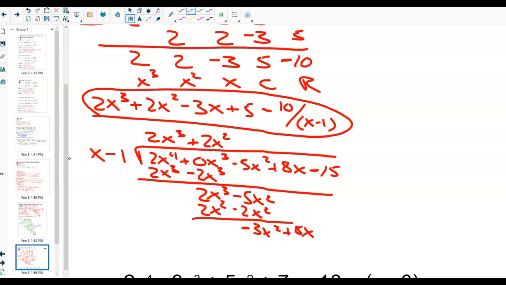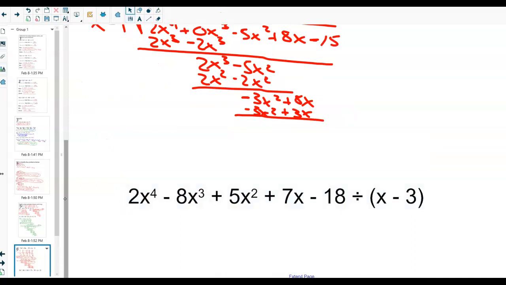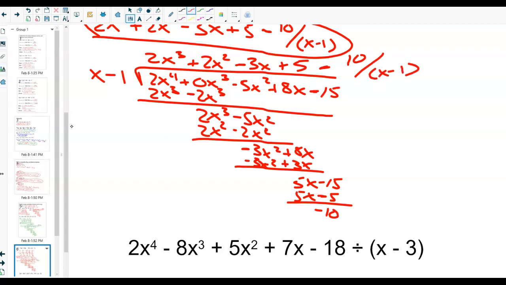What times x gives you negative 3x squared? Minus 3x. Negative 3x times x, negative 3x squared. Negative 3x times a negative 1 is a positive 3x. We subtract. And we get 5x minus 15. What times x gives you 5x plus 5? You get 5x and a negative 5. Negative 15 minus a negative 5 is negative 10. So minus 10 over x minus 1. And you notice you get the same exact answer through long division or through synthetic division.